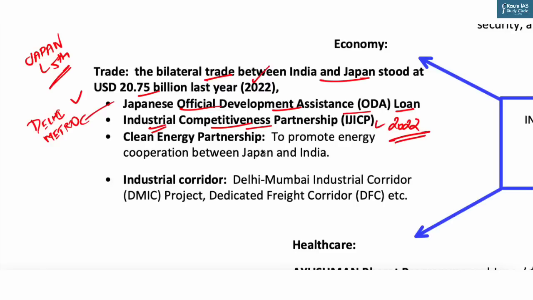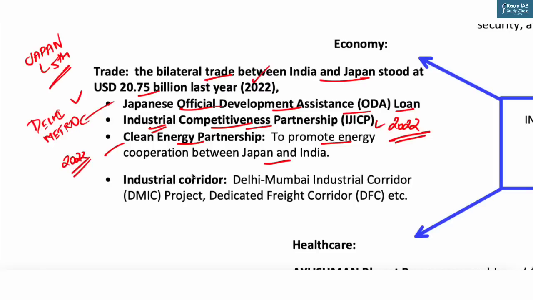Further, Japan and India launched a clean energy partnership during the annual summit held in the year 2022. It aims to promote energy cooperation between Japan and India through diverse and realistic energy transitions, utilizing all energy sources and technologies to ensure energy security, carbon neutrality, and economic growth.